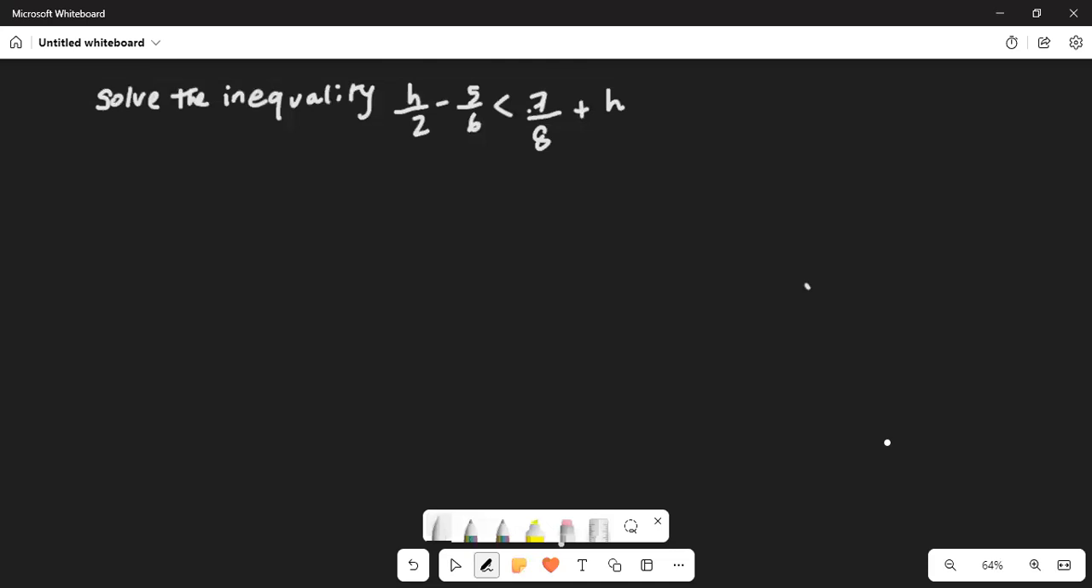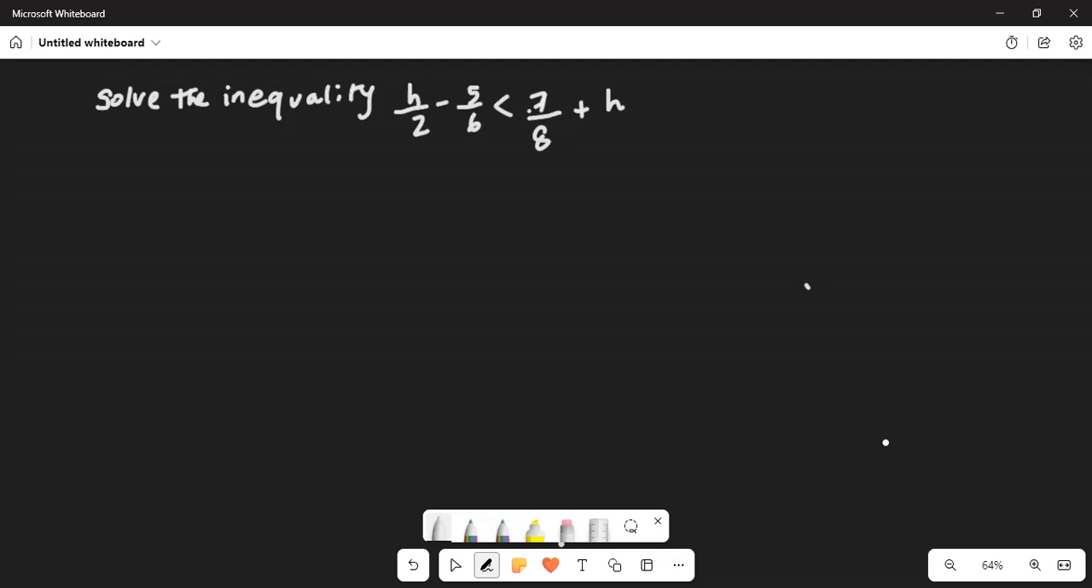Today we are going to solve an inequality. Solve the inequality h over 2 minus 5 by 6 less than 7/8 plus h.